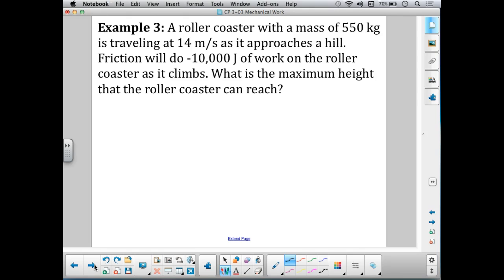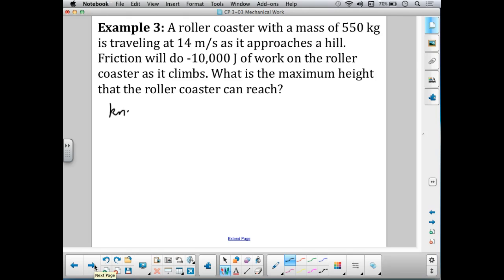I'd like you to pause the video and set up this problem, draw a diagram, write your notes, write down any relationships that might be important, and try and find the solution. I'll do out the solution in just a moment, so pause the video. Okay, let's see how you did.